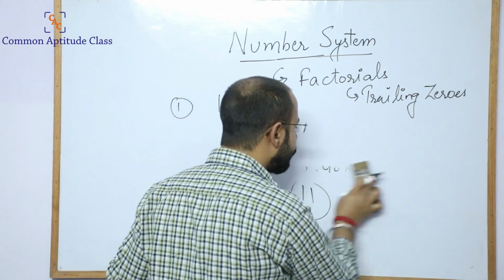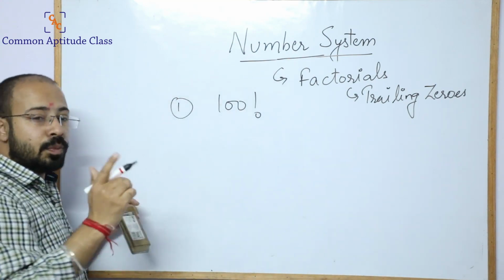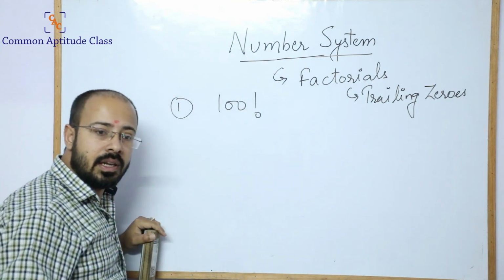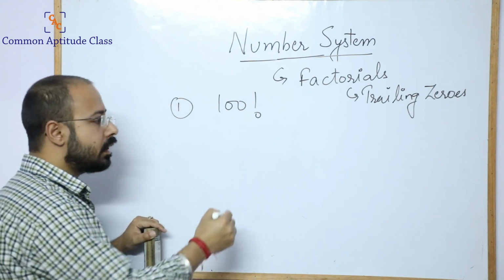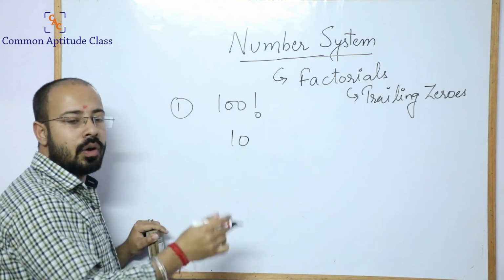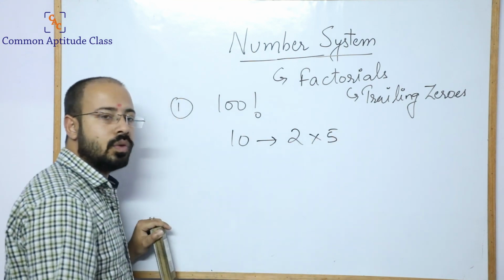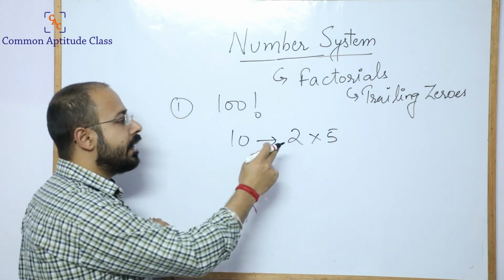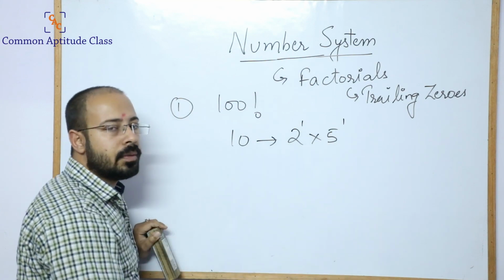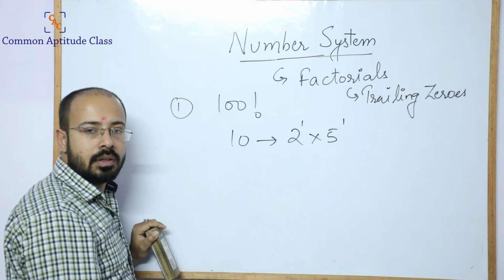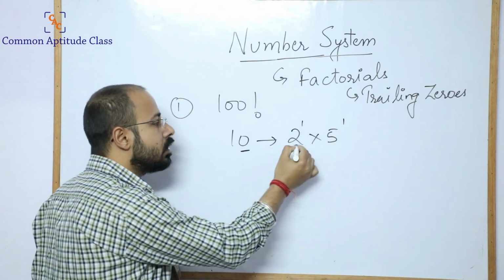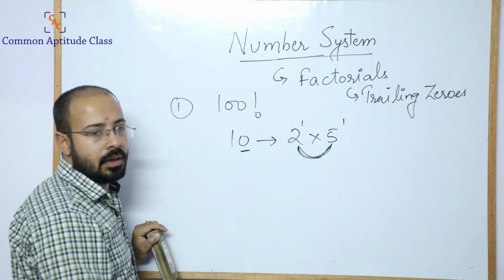Now see. The smallest possible number with the least number of zeros is 10. How to form this number? 2 into 5. So, to form 10, I need 2 to the power 1 and 5 to the power 1. That is the necessity to form 10.